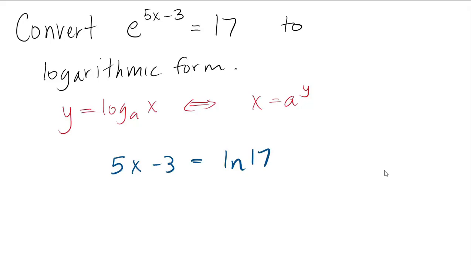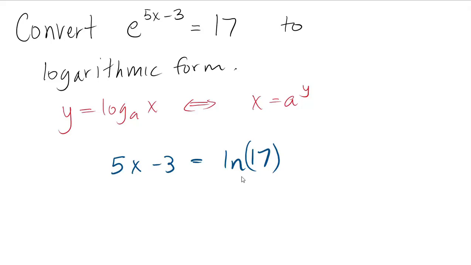It's not natural log times 17. It's the natural log of 17. Sometimes we emphasize that with parentheses just to make sure. The natural log of 17 is just a number. We could actually approximate it with the calculator. So now we could solve this for x.